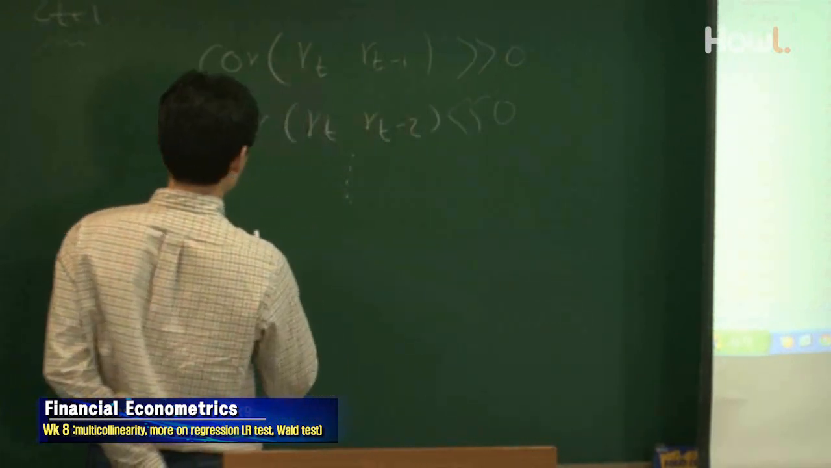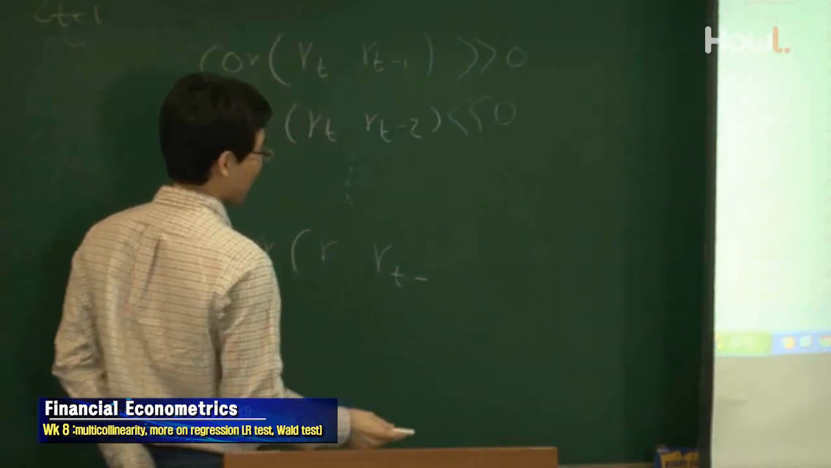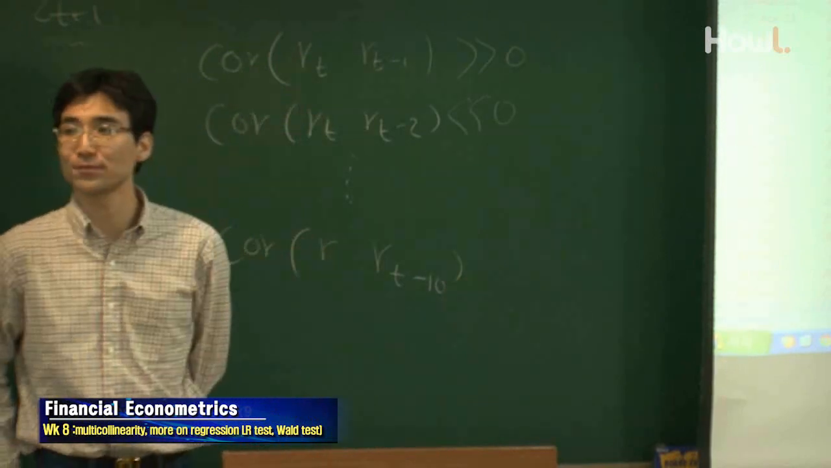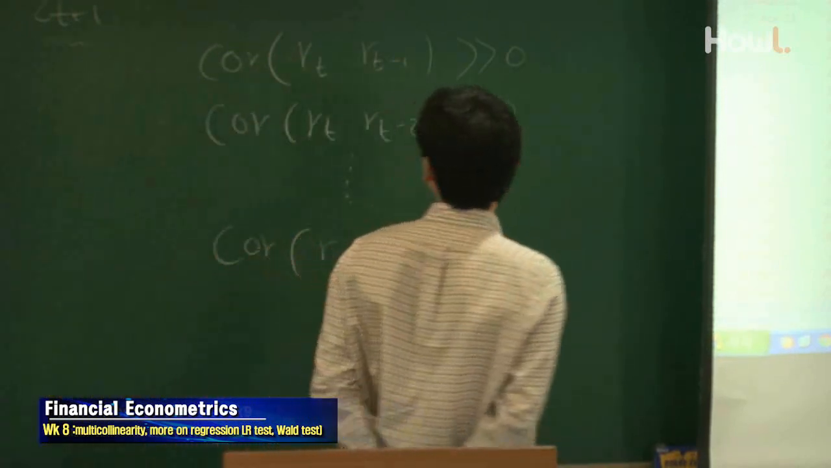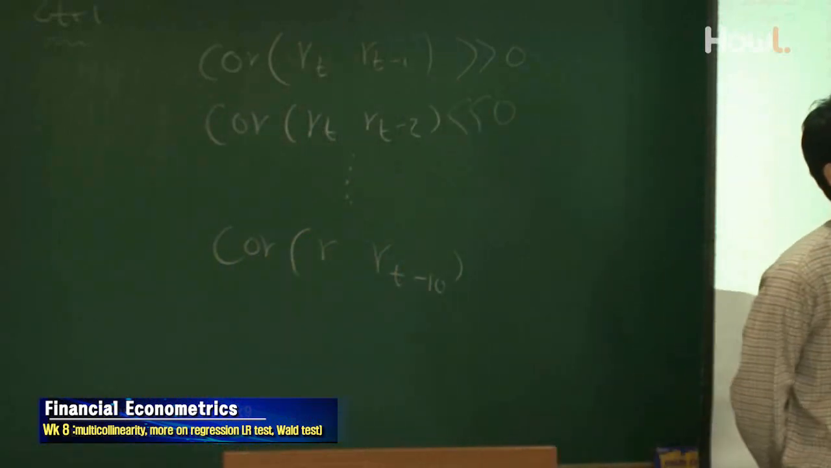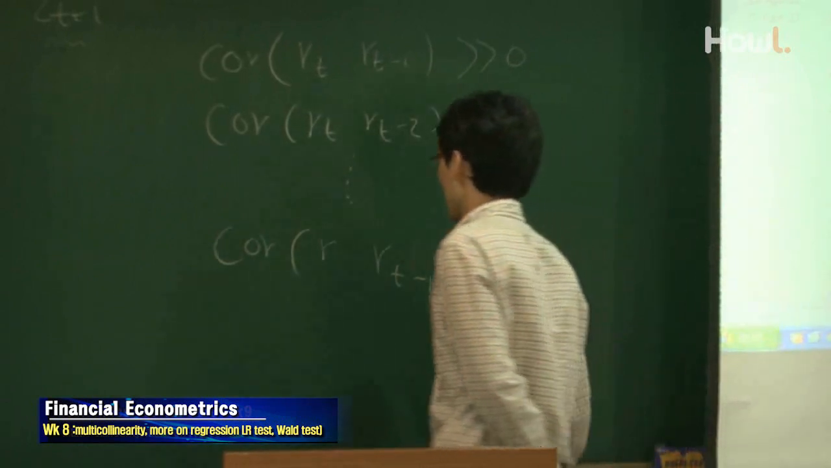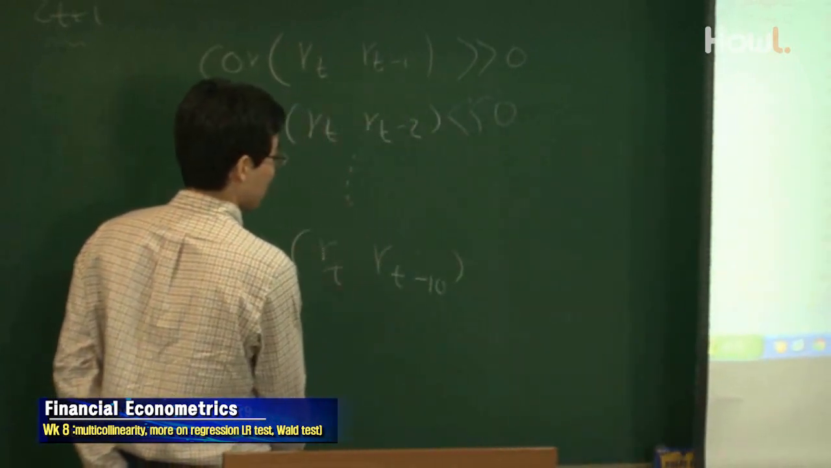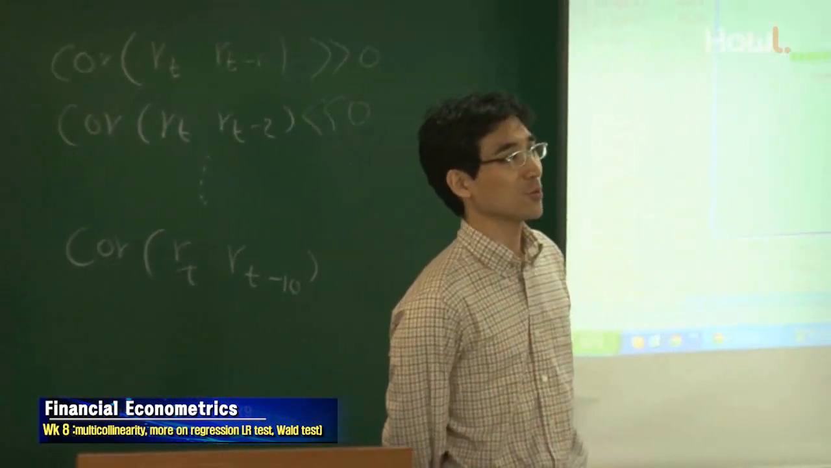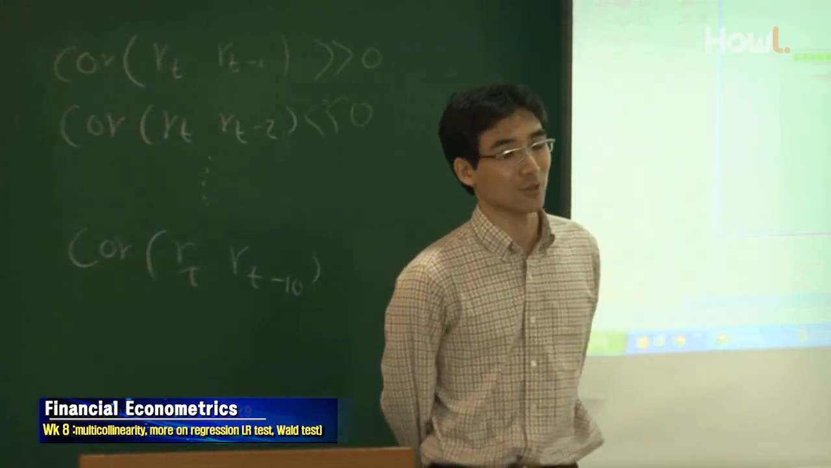up to the correlation of R_t and R_t minus 10, which is 2 business weeks. So you have to calculate 10 of them: the correlation of R today and the one from 1 day ago, and 2 days ago, up to the last one, 10 days ago.